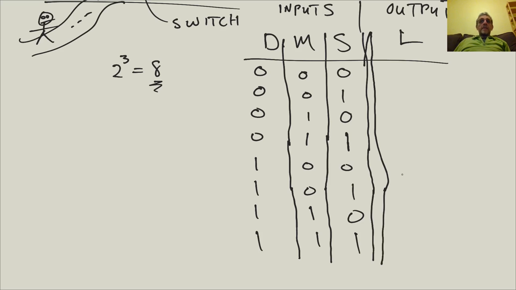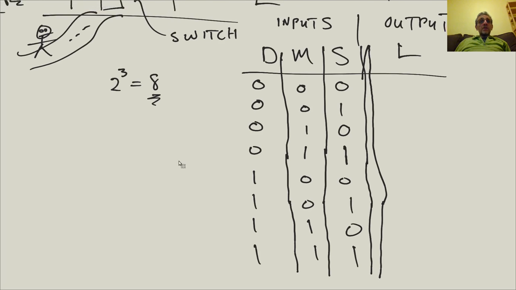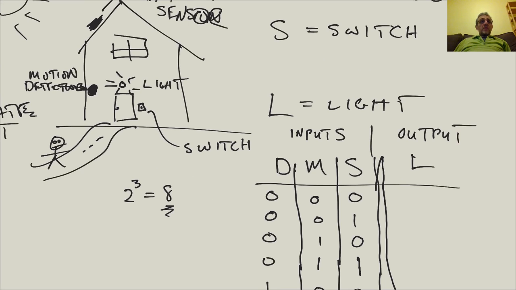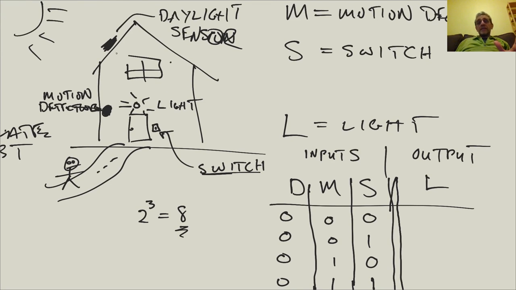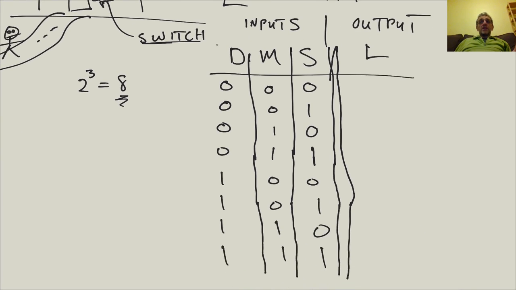So now we've got to ask ourselves, when does the light go on and when does it not go on? So if we look here again, let's ask ourselves something. First of all, we know one thing for sure: if this switch here is on, I don't care what the motion sensor or the daylight sensor on top of the house is doing. If the person inside turns the light on, it should just go on. So right here, therefore, this one should be a one. This one should be a one. This one should be a one. This one should be a one.